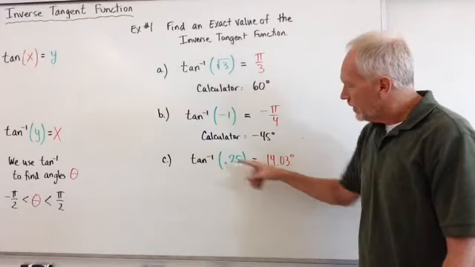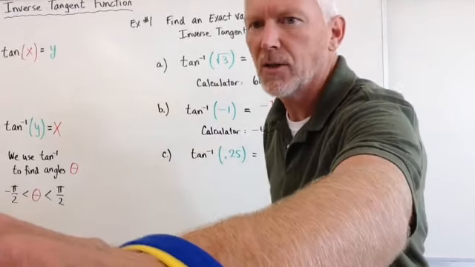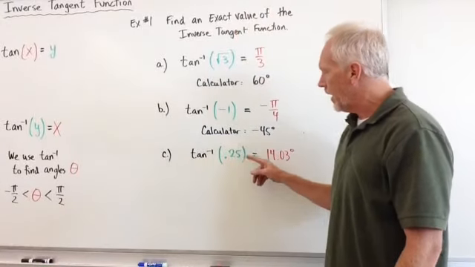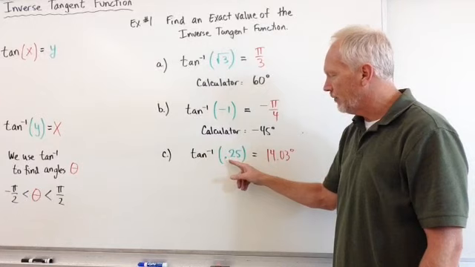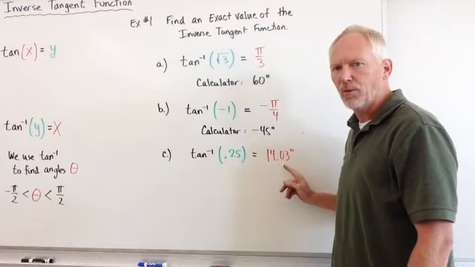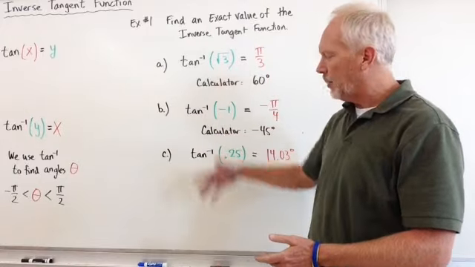All right. Tangent inverse of, let's say I have some decimal. If I have some decimal, 0.25, I could put in the tan inverse of 0.25, and that's going to equal 14.03. All right. So just a couple quick ones.